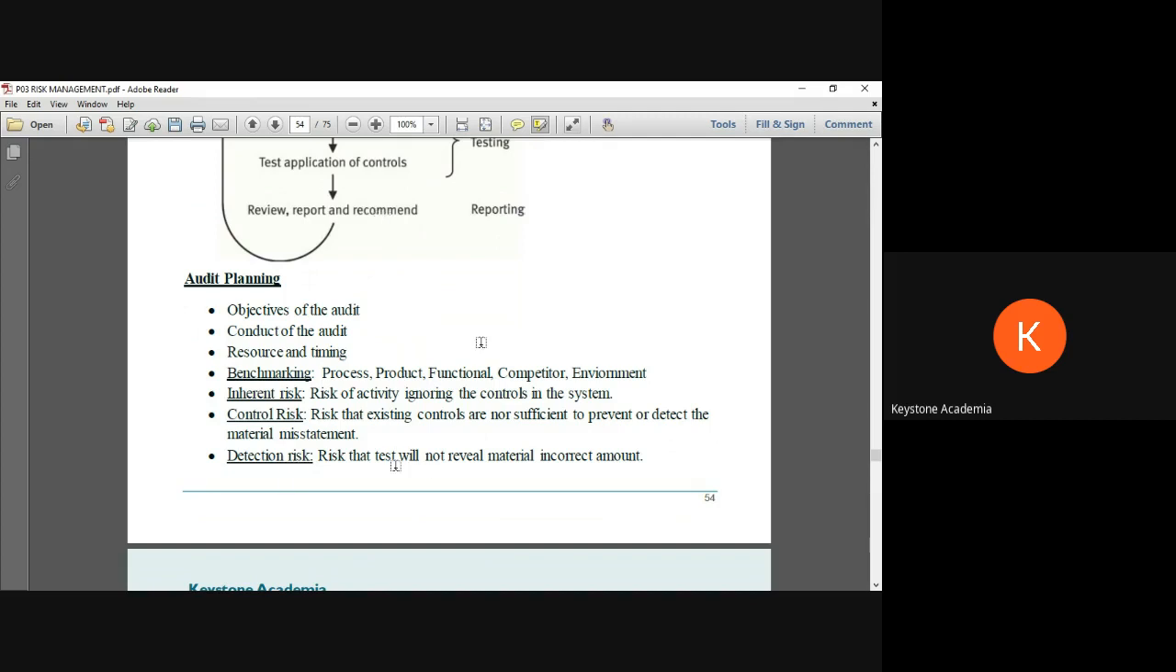Detection risk is that the test will not reveal a material incorrect amount. Detection risk is we are not able to detect it. Let's say companies usually follow sampling, so it's possible that they will not find the error. So it's not 100% auditing.